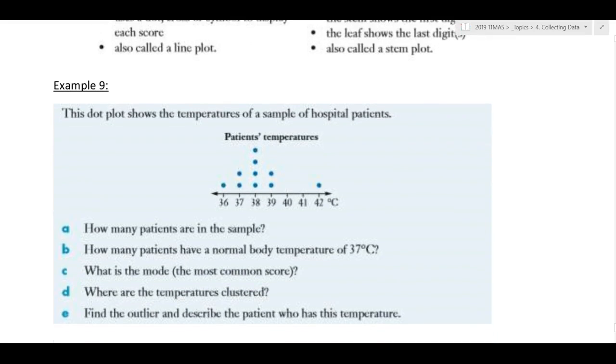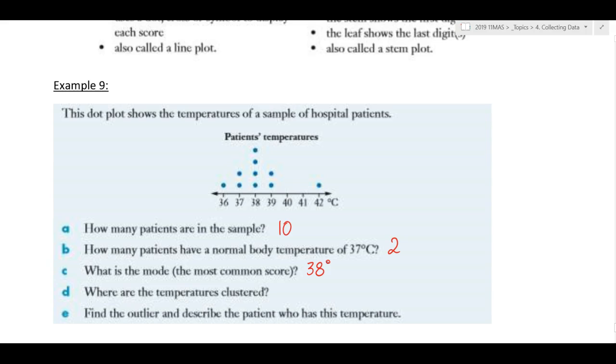Here is a dot plot. How many patients are in the sample? 1, 2, 3, 4, 5, 6, 7, 8, 9, 10. Look at that. Count the dots. Senior maths for you, HSC, here we come. How many patients have a normal body temperature of 37 degrees? Well, I can see 2. Yep, there's 2 dots above the 37. What is the mode? It's a helpful little comment here. The most common score, 38 degrees. Okay, that's our tallest column, I suppose.